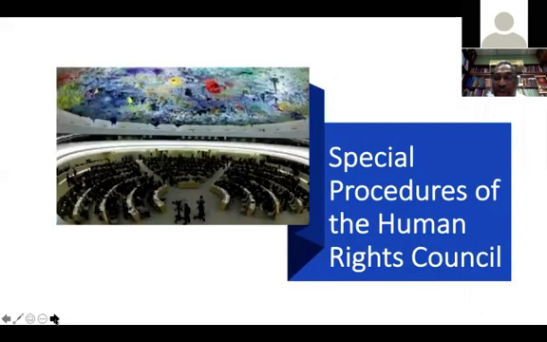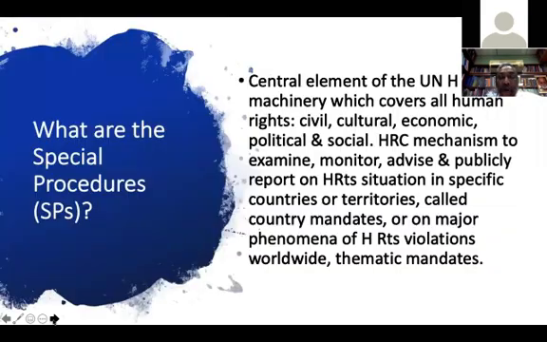Now, the special procedures of the Human Rights Council. These words, at least you should have correct knowledge. Special procedures. They cover all human rights. They cover civil, they cover political, they cover economic, social, and cultural rights. And the special procedures are a mechanism to examine, monitor, advise, and publicly report on human rights situation in specific countries, which are called country mandates.